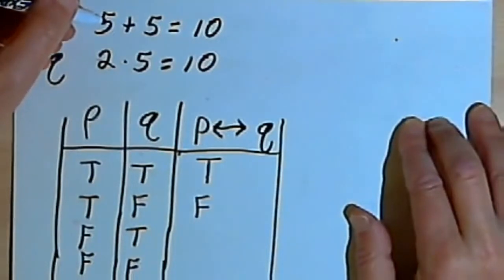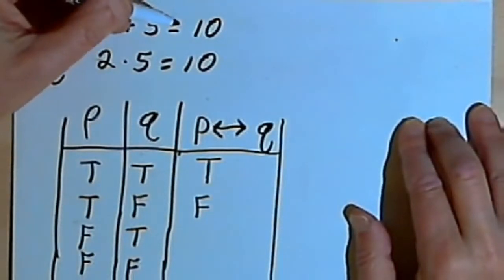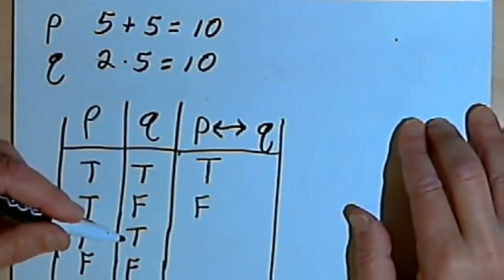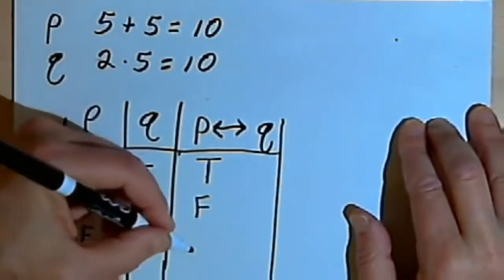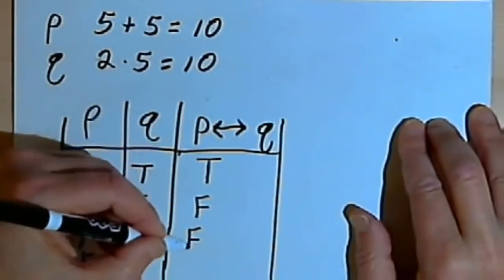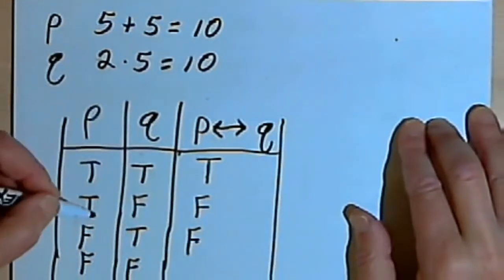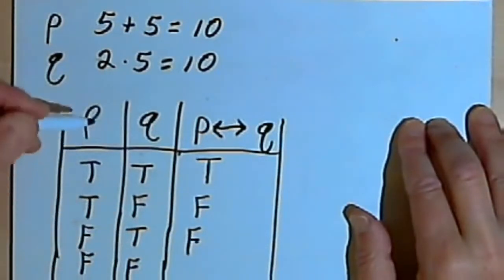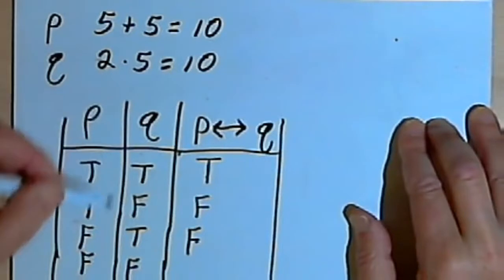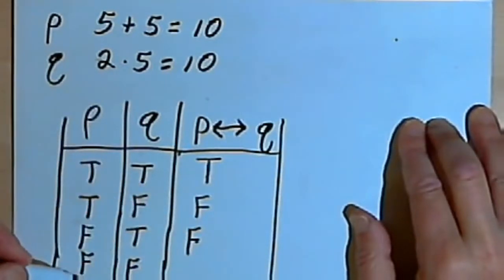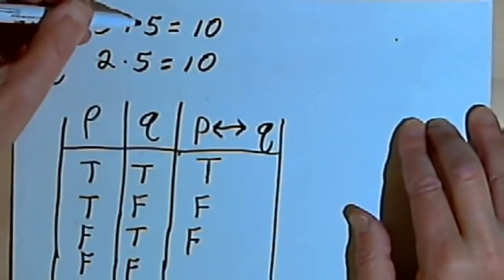In the same way, if I find out that 5 plus 5 is not equal to 10, but 2 times 5 is equal to 10, then I'm going to have a false statement. So if either P or Q is false, you're going to have a false. If they are both false, it's going to be true.